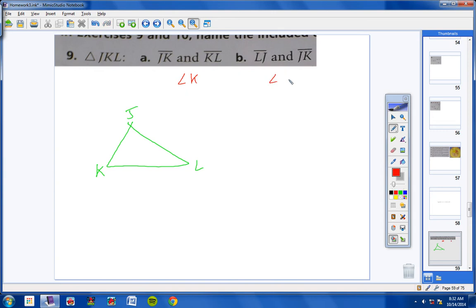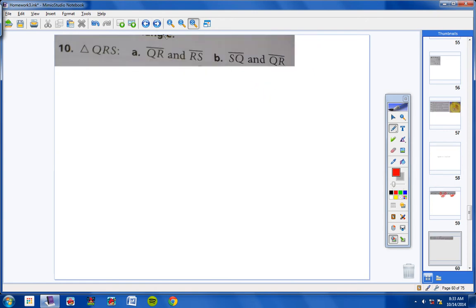Now, can I show you a faster way to do this without drawing a triangle? Which we're going to do in number 10. Look at this. Side JK and side KL have what letter in common? K and K. So the included angle is K. Side LJ and side JK have what letter in common? J and J. So the included angle would be angle J. So applying that quick shortcut, now let's take a look at number 10.